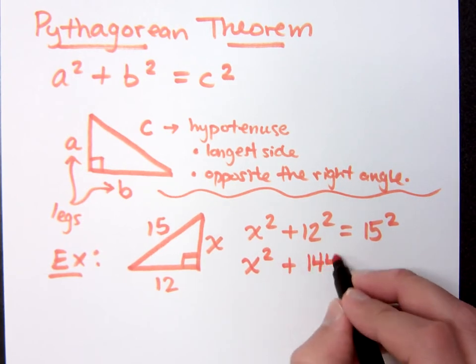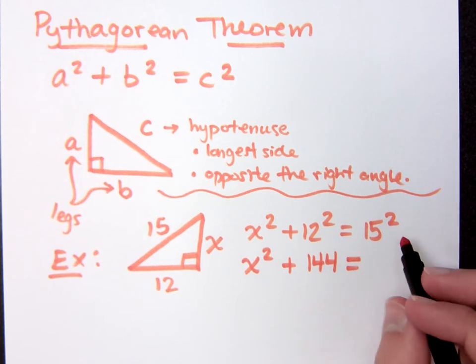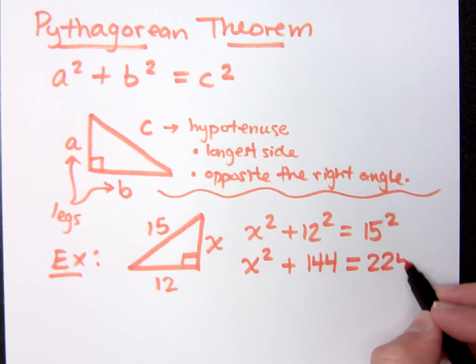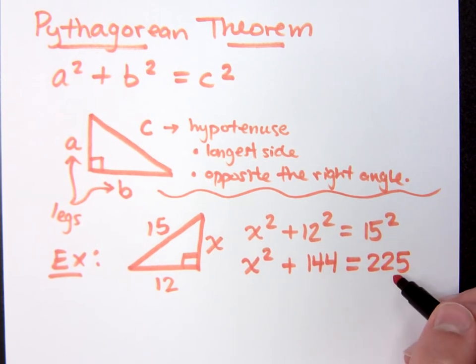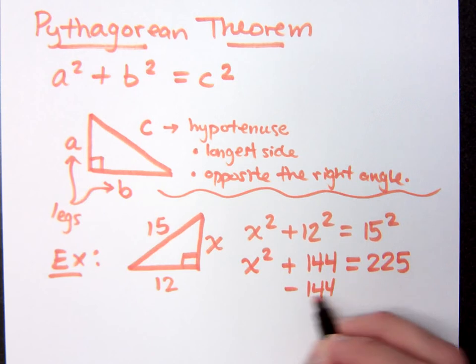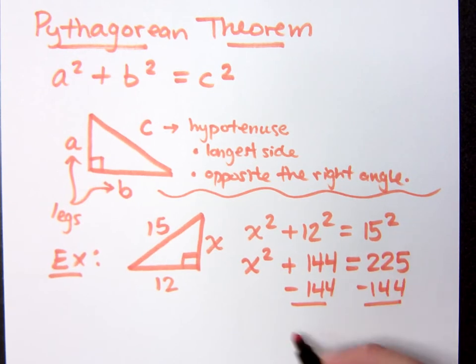144. Remember, you made your list of squares and cubes, so it should be easy to identify these. What's 15 squared? 225. You don't need to stretch out the last syllable. Right there. So now I've got to get x squared by itself, so I'm going to subtract 144. Just like old times. I like this stuff. So what does x squared equal?